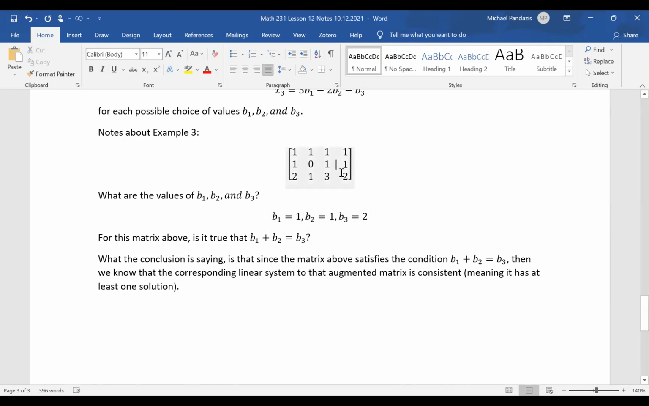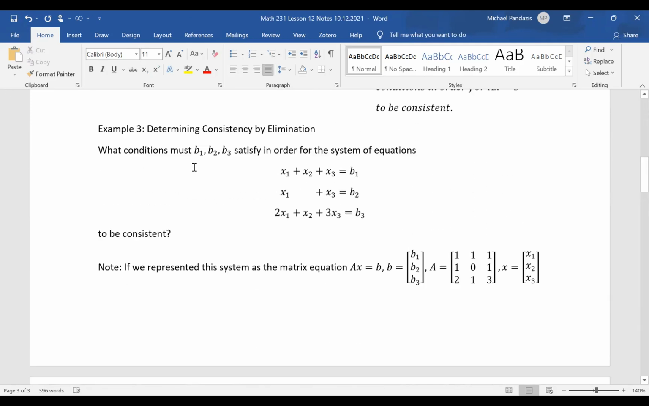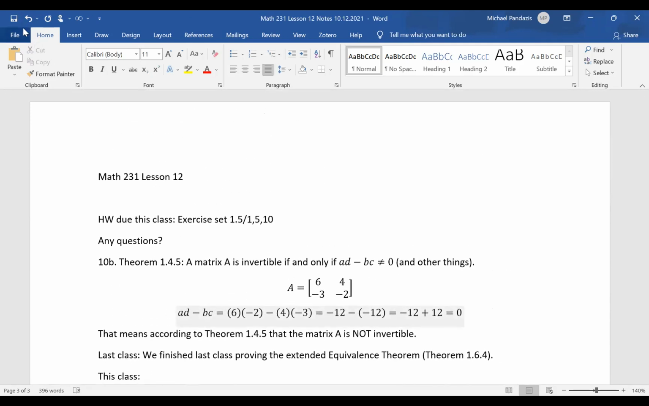So if I gave you another matrix where B1 plus B2 is not equal to B3, then that statement is saying that the corresponding linear system has no solution. Does that make sense? Okay. So now another question is, why is that true?